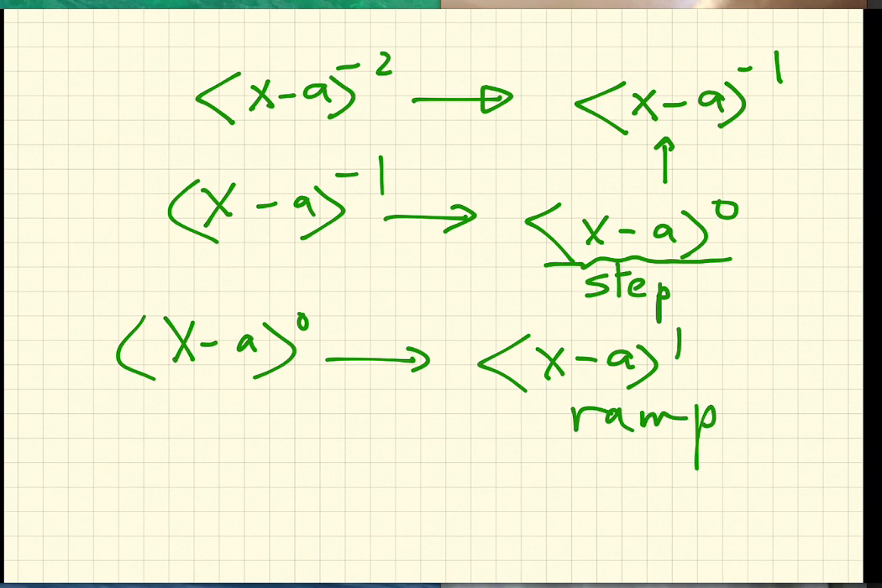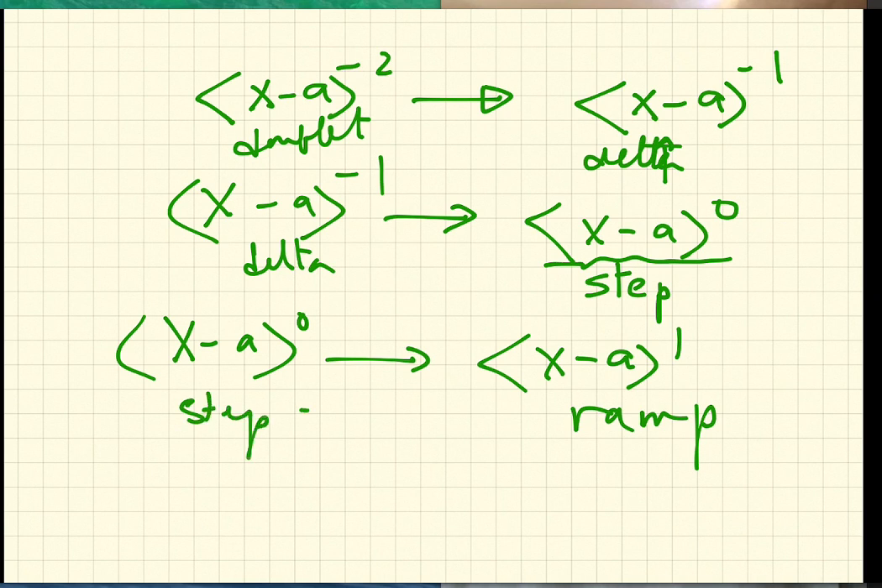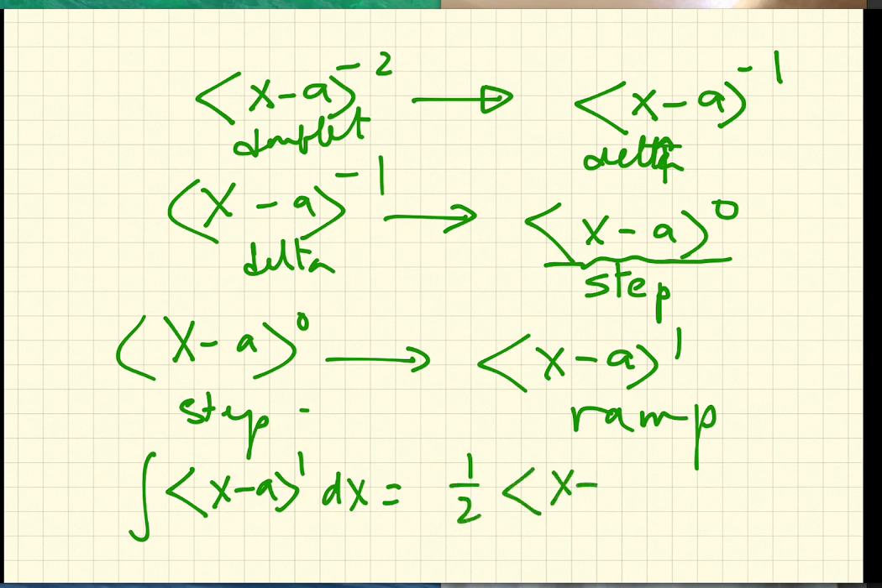So you go from doublet to delta function, and from delta to a step, and from a step finally to a ramp, and then beyond the ramp you have just very standard mathematics. So if I have (x minus a) to the power 1 and integrate this dx, I use simple integration, which gives me (x minus a) to the power 2 divided by 2.